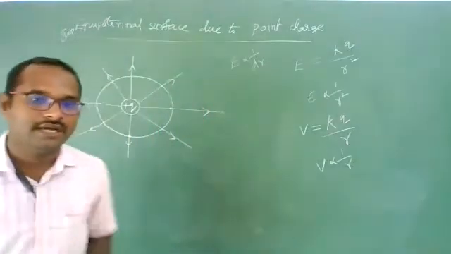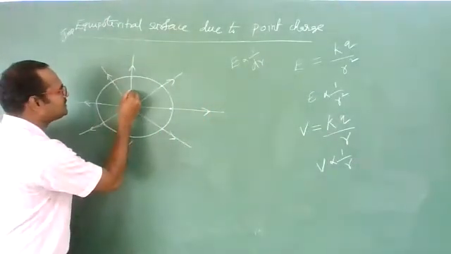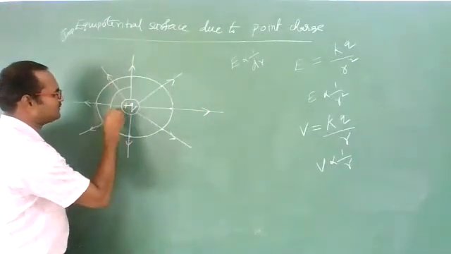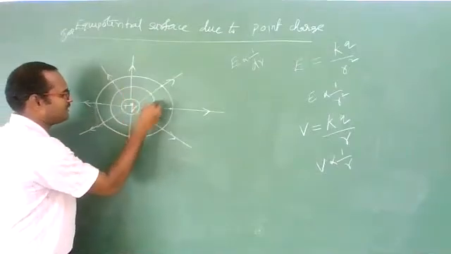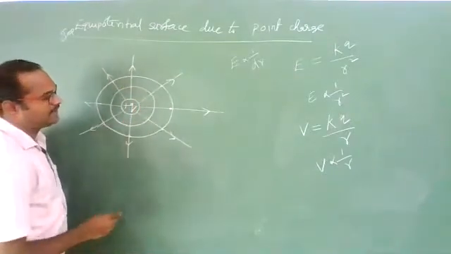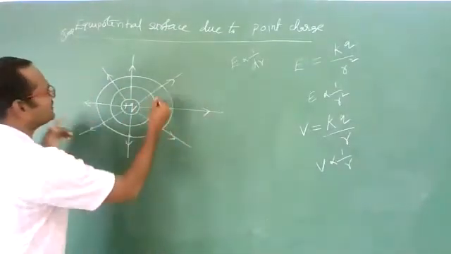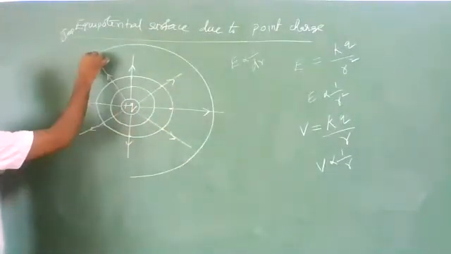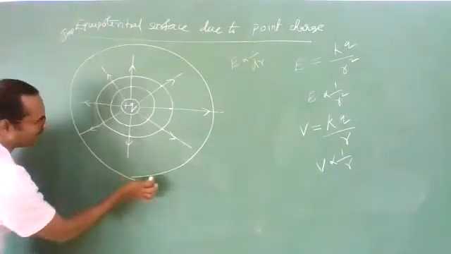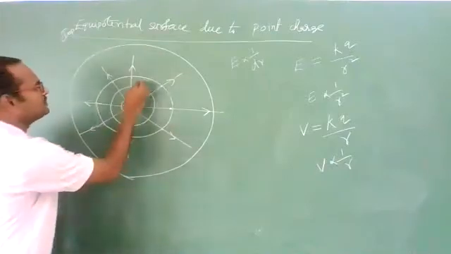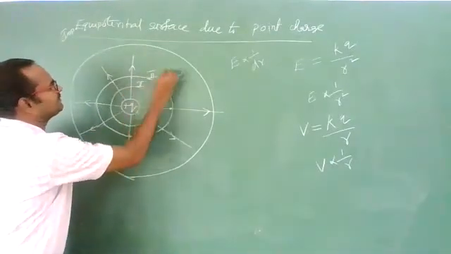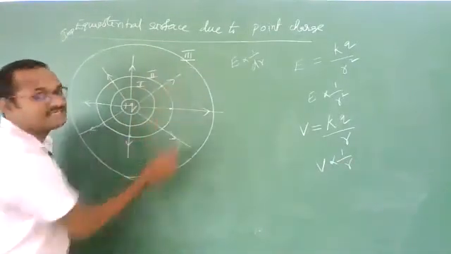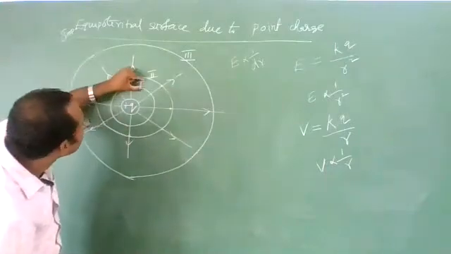Are you getting it? This is one equipotential surface, meaning all the points are at equal distance. If you want to draw one more equipotential surface, the separation should be more, like this. I hope you understand what I am drawing. This is one surface, this is the second surface, this is the third surface. See the separation between the surfaces.